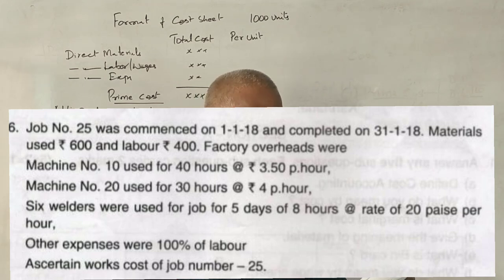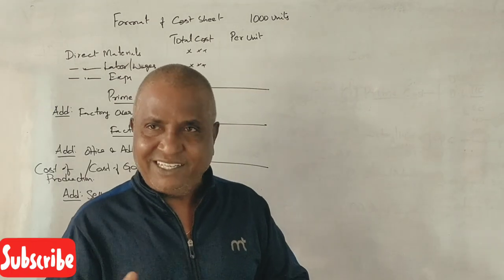Two machines we use, machine number 10 and machine number 20. Machine number 10 we use for 40 hours, and we have to pay 3 rupees 50 paise per hour. Machine number 20 used for 30 hours and we have to pay 4 rupees per hour. There were 6 welders used for job number 25, for 5 days, 8 hours at the rate of 20 paise per hour. Other expenses were 100% of labor. That is what he is telling.